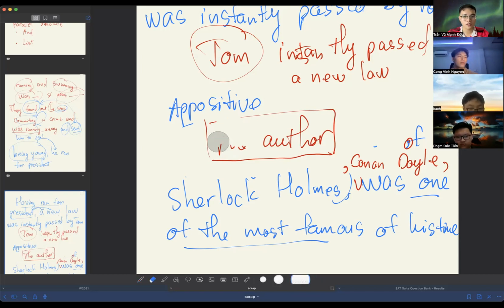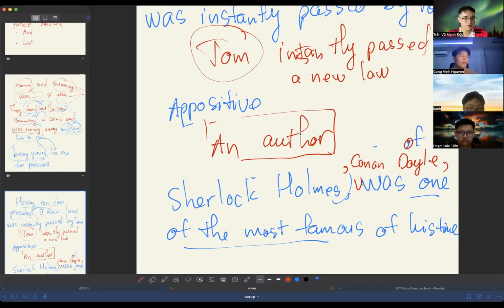So if I say "an author," is it still true? Can I use a comma here? I think no. It's "an author," not "the author." It doesn't determine the author. So if I say "an author," that means there is more than one author, and this one is just one of the authors. It is basically the same thing as "one of the most famous" or "one of the authors," right?